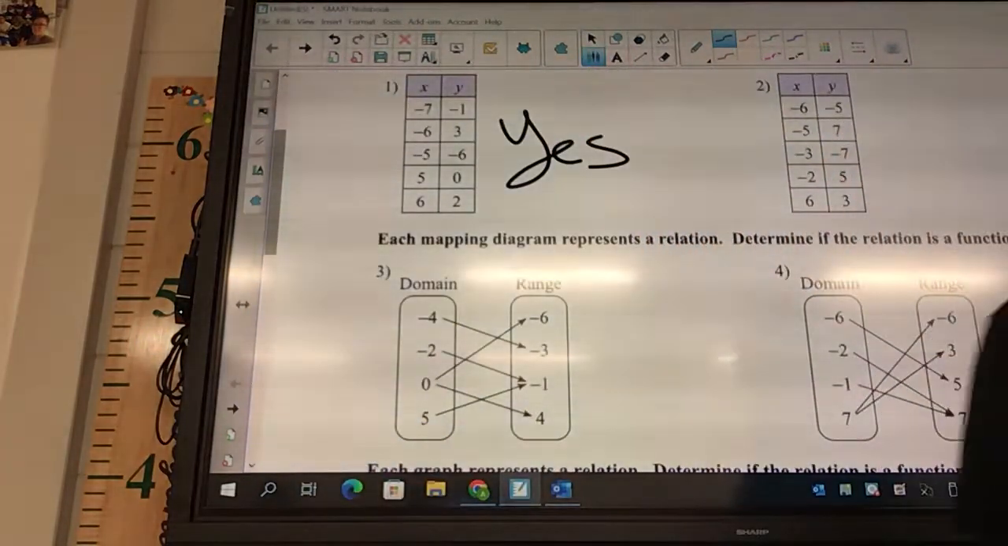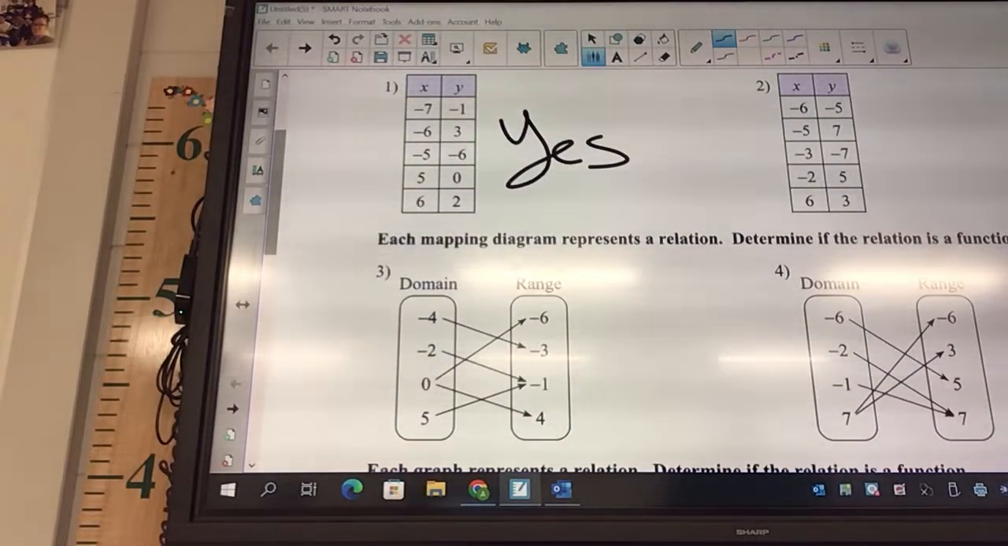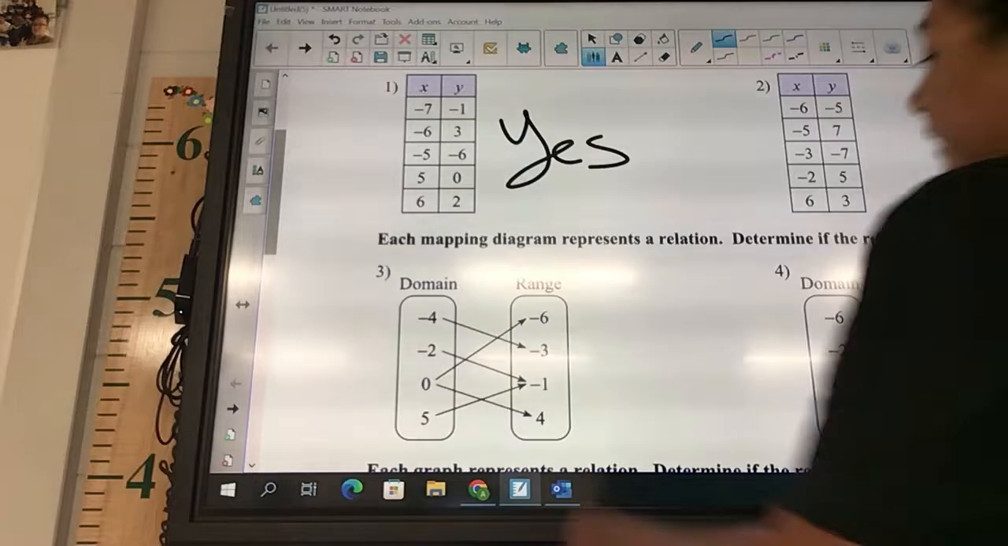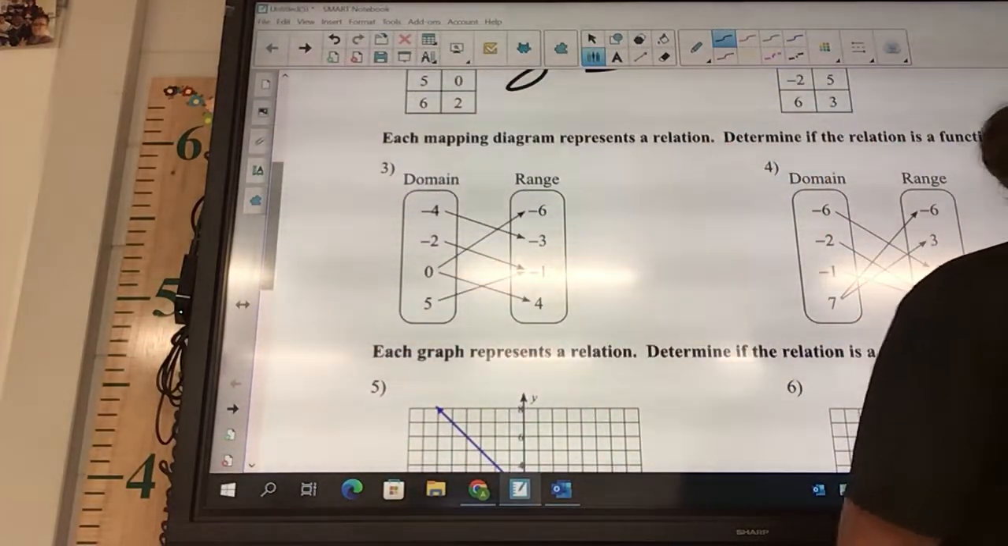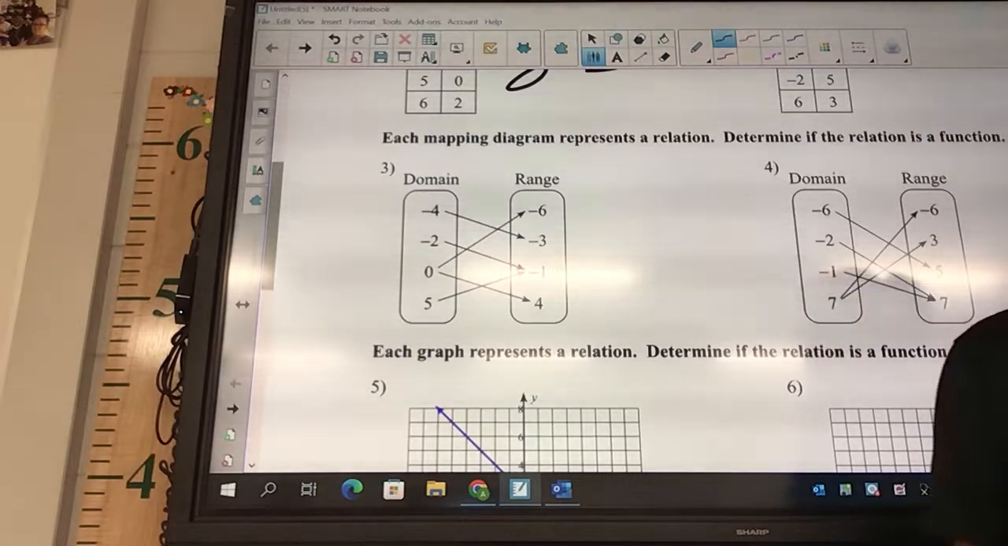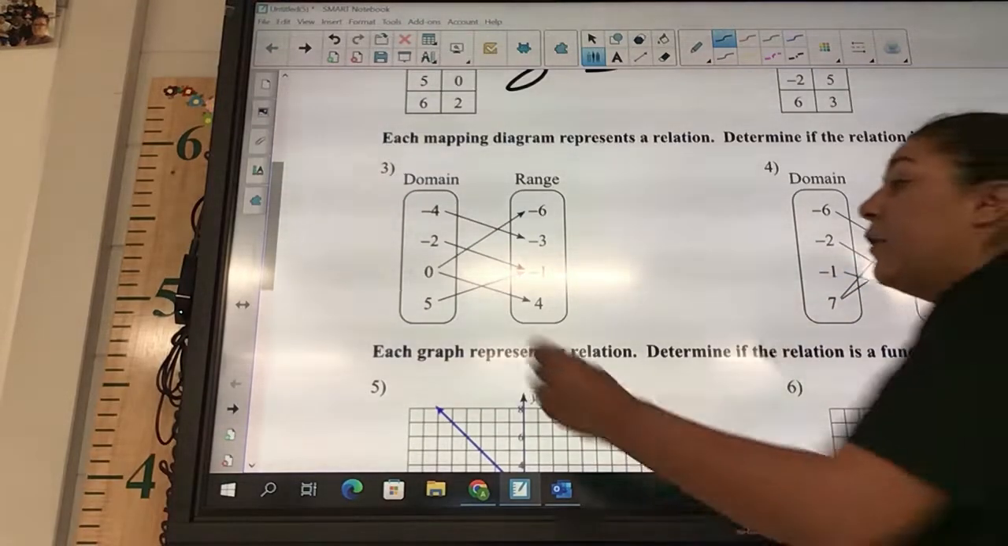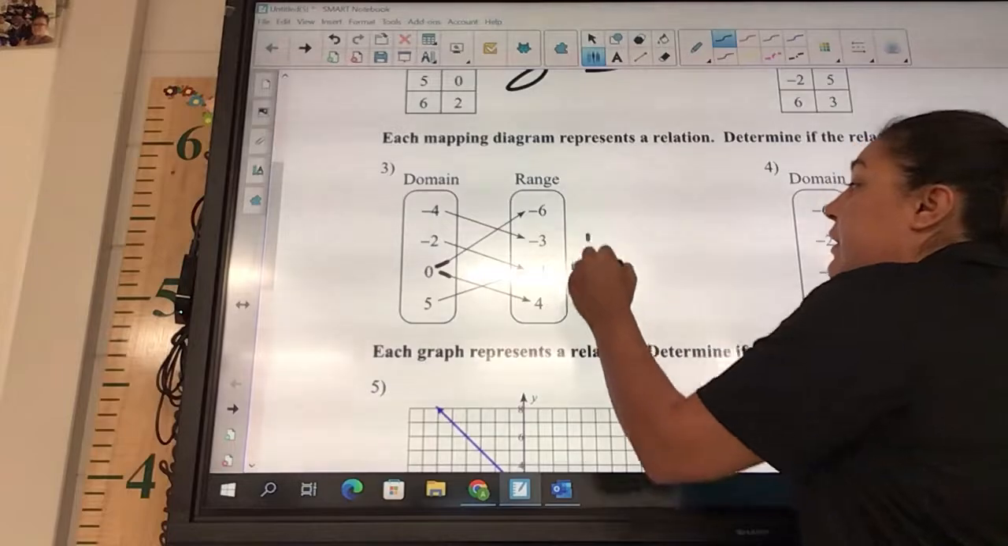Okay, how do you tell on the mapping? Two lines are coming off one number, where though? On the domain. So is this a function? Why not? There's two lines coming off the zero, okay? There's one here and there's one here. So this is not a function.